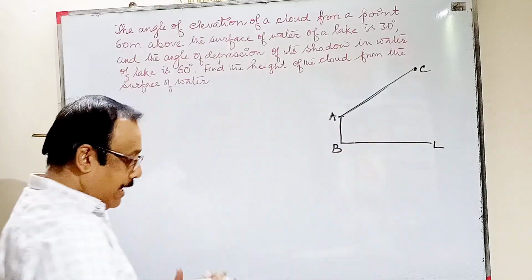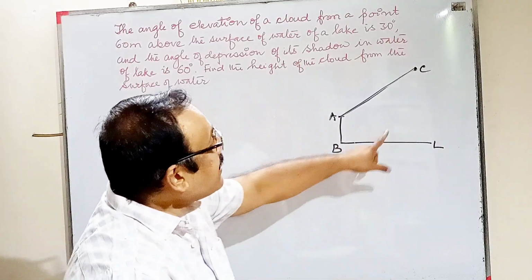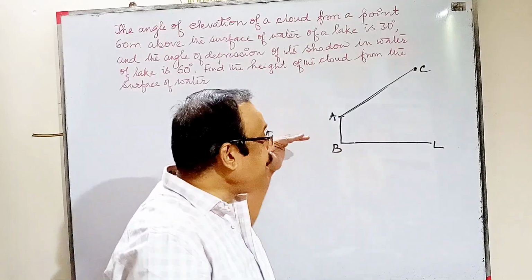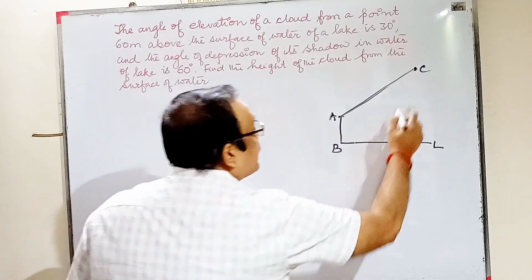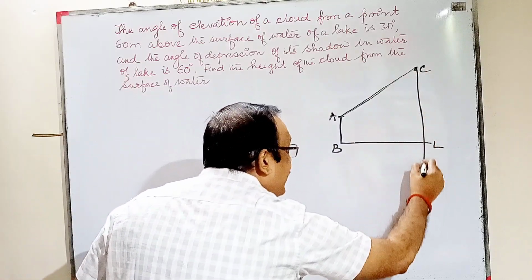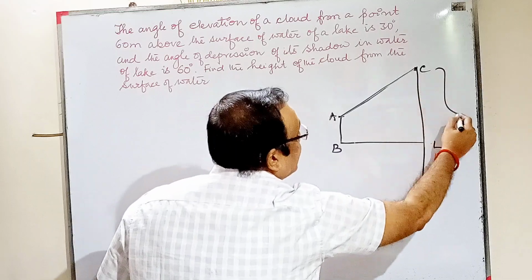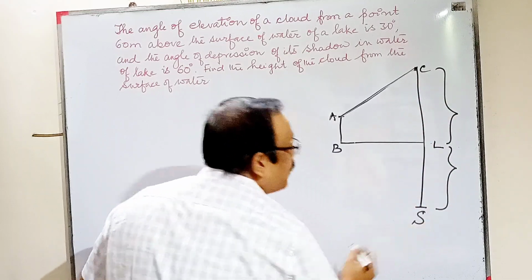Now, a little bit of physics knowledge is needed here. Where does reflection happen? We will consider this lake as my reflecting surface, the surface of water. In reflection, the object distance is equal to the image distance. So this distance must be equal to this. This is where my image, that is the shadow, is formed.